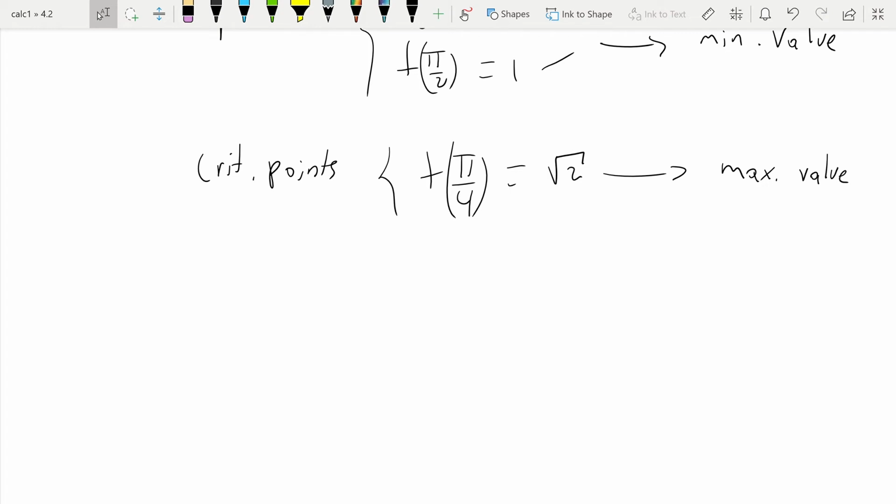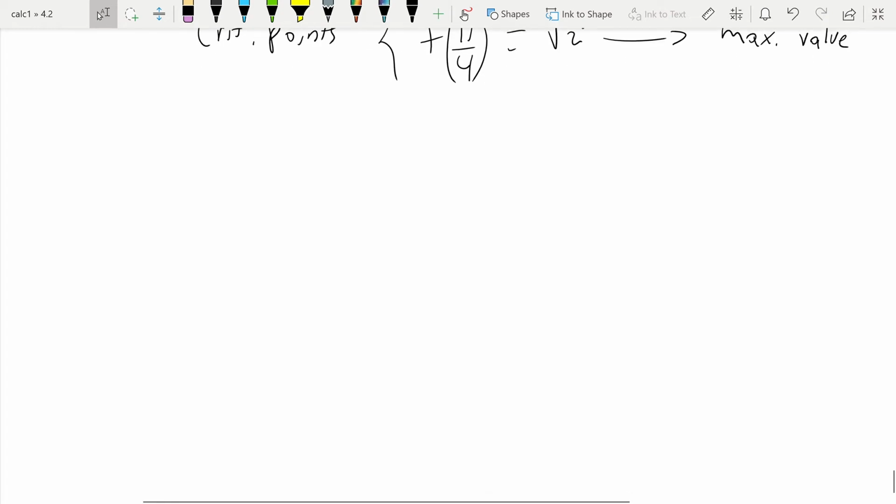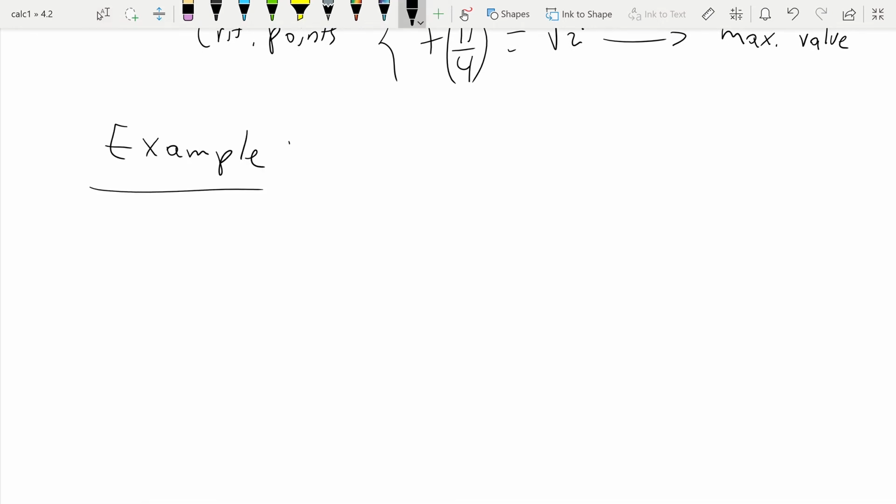Okay, now the last example, a quick example, to give you the idea that we maximize or minimize things when the derivative is 0. So sometimes it happens that the function is not differentiable. This is the case when there is a cusp.